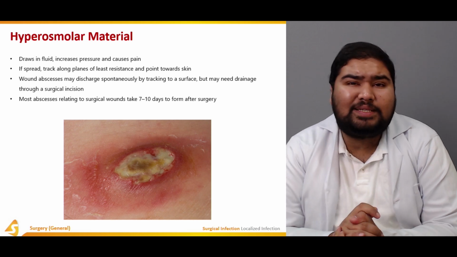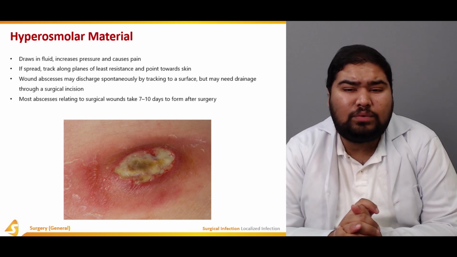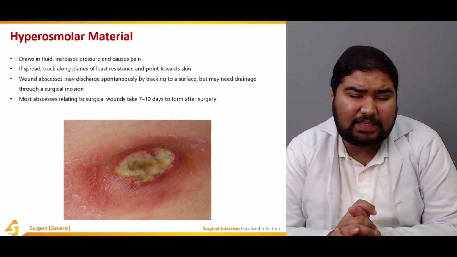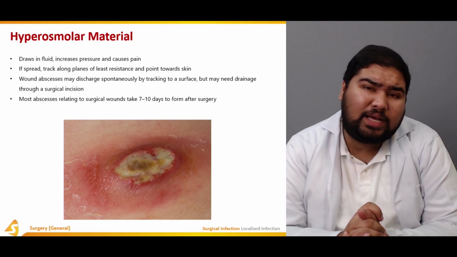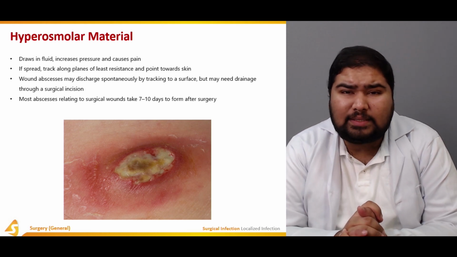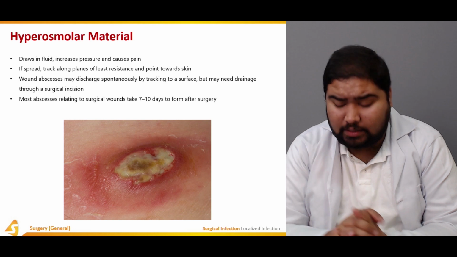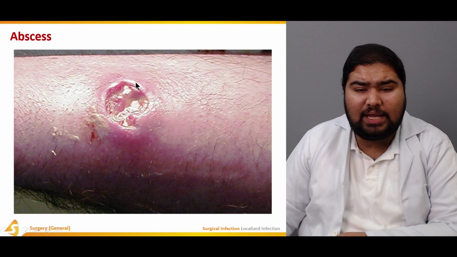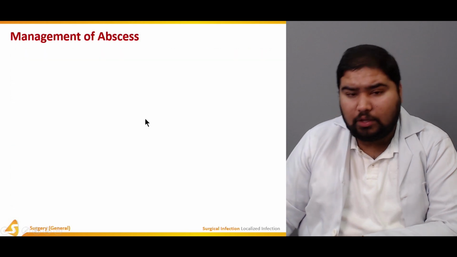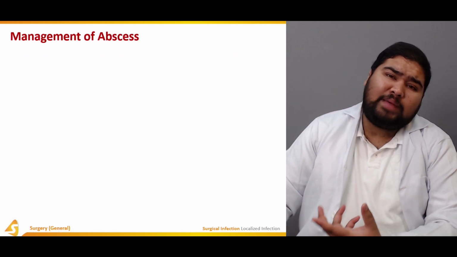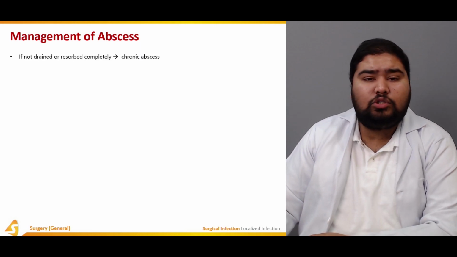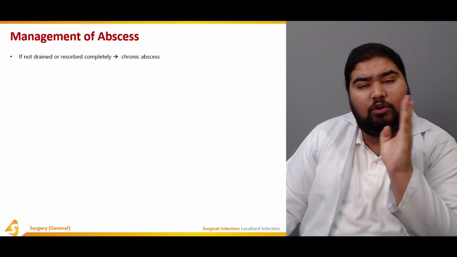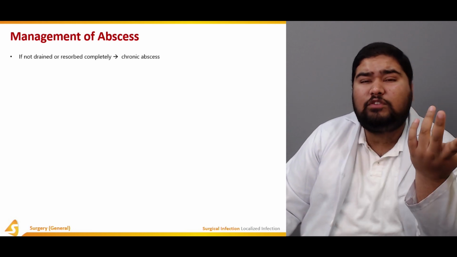So most abscesses relating to surgical wounds take about 7 to 10 days to form after surgery. So an abscess appears about 1.5 to 2 weeks after surgery. So this is what an abscess looks like. This is an abscess. So let's talk about the management of an abscess. If not drained or resorbed completely, it forms a chronic abscess. So we've talked about it.